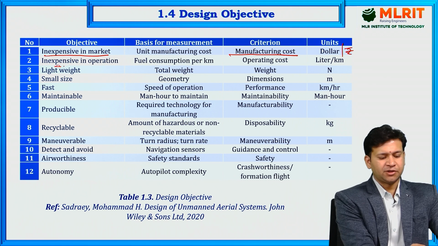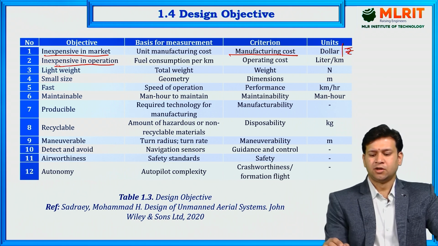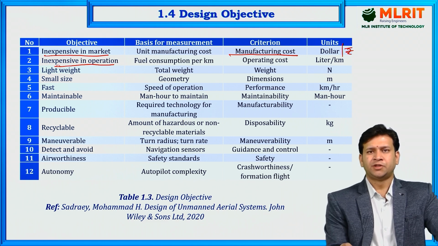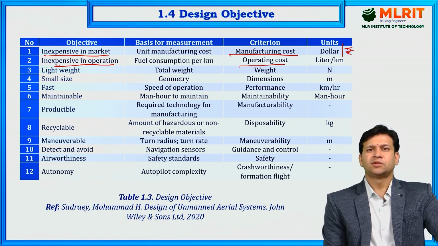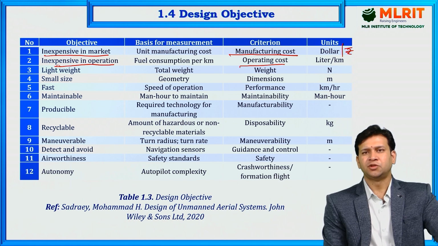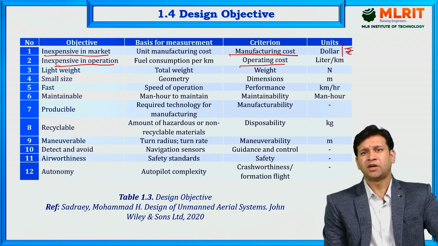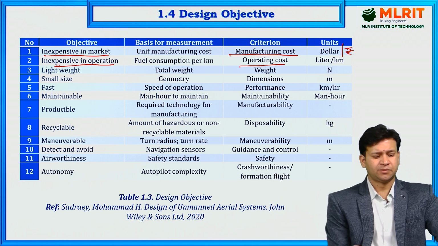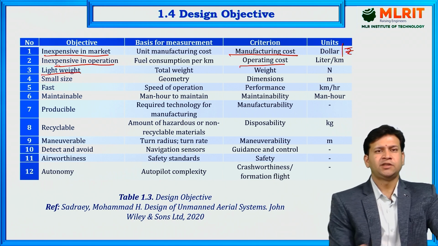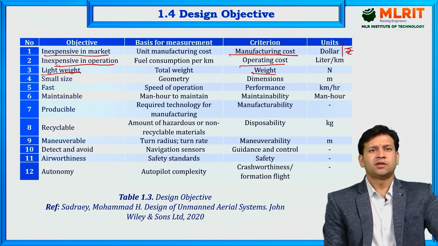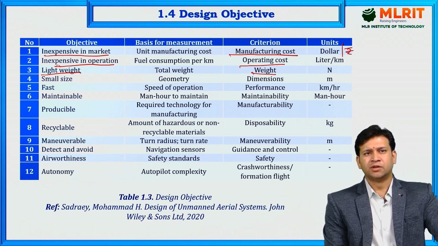Inexpensive in operation. The second objective is that it should be low cost in operations, which will be measured based upon operating cost, how much fuel is being consumed, like how much fuel is required per kilometer in terms of liters. It should be lightweight so that it can easily maneuver.